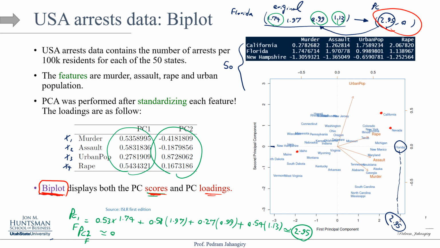For example, this is the loading for murder, this is the loading for assault, this is the loading for rape, and so on. For murder, your loading is going to be equal to 0.53, minus 0.41. I'm not doing anything special; this is just the first row. So the loading vector for murder is going to be 0.53 to the right and minus 0.41 down.